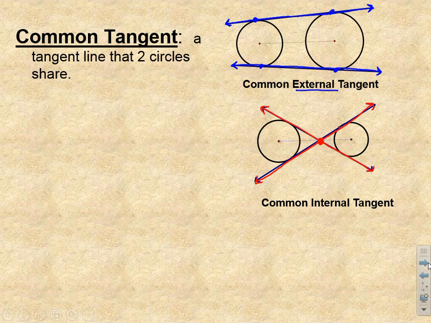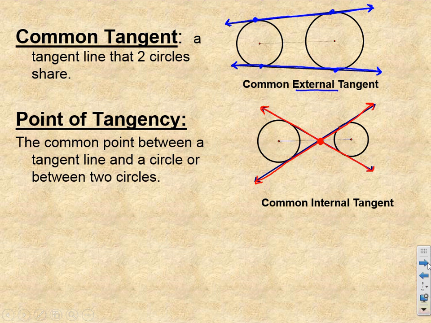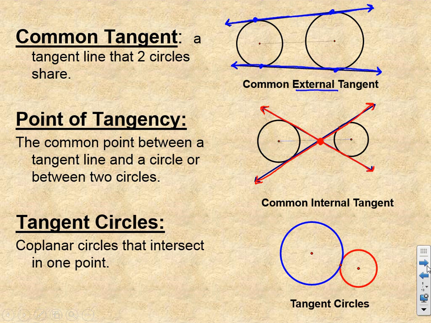tangents, okay? And then a point of tangency is just going to be that common point between a tangent line and a circle or two circles. Anything that they're only intersecting one time. That's the point of tangency because tangent means one. Okay, so here's an example of tangent circles, two circles that intersect each other only at one point. Okay, so feel free to pause this at any point to get these written down.